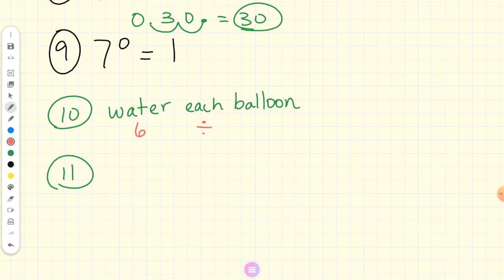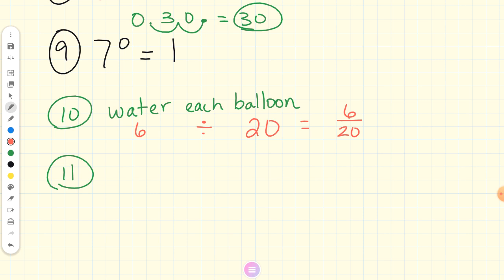Each is where I put my divide sign. How many balloons, Emma? 20. 6 divided by 20, without doing any math at all, is 6/20. Caleb, is that a good answer if my answer is a fraction? No. What's wrong with it? It says that the answer has to be a proper fraction or mixed number.